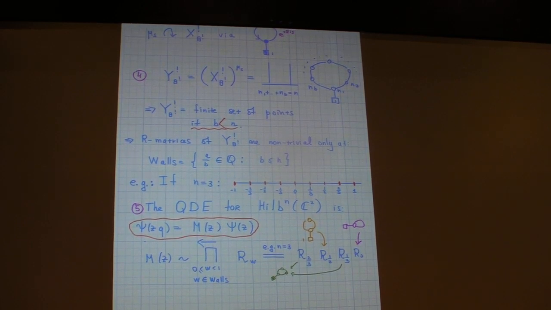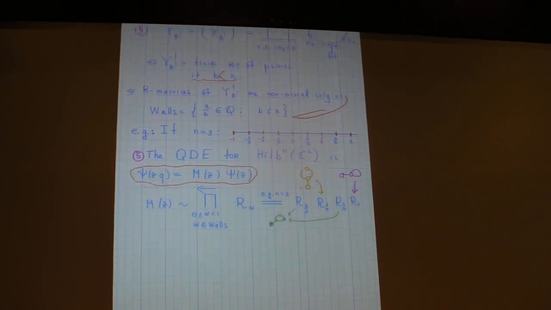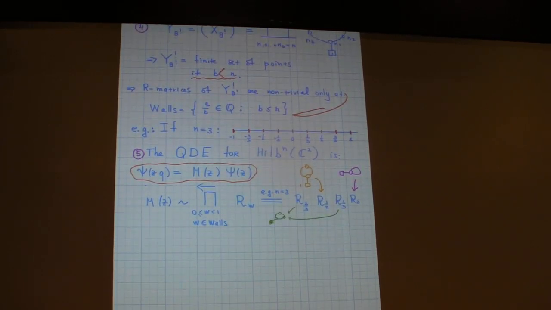And so you have a set of walls. The set of walls is a set of rational numbers corresponding to the condition that the denominator is less than or equal to n. So in the case n is equal to 3, for instance, you see this picture here. It's all rational numbers with denominator not exceeding 3. And for the corresponding quantum difference equation for the Hilbert scheme, it will be a product. The anti-fundamental alcove is this one, between 0 and minus 3. You shift it to here and you take a product over all wall-crossing operators between 0 and 1.